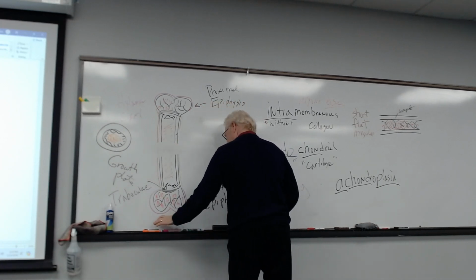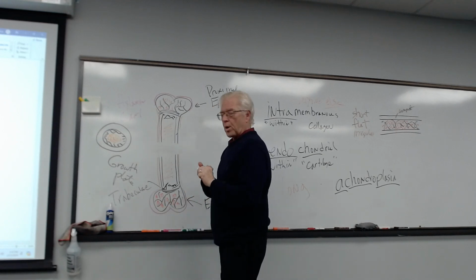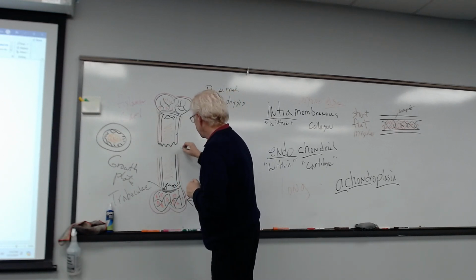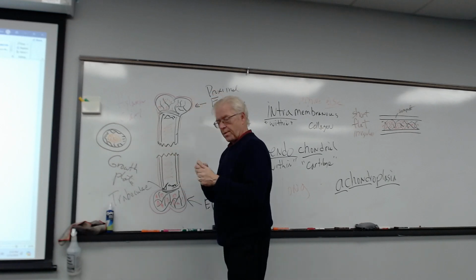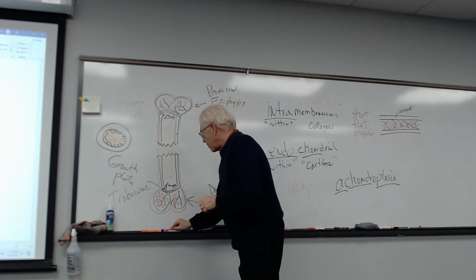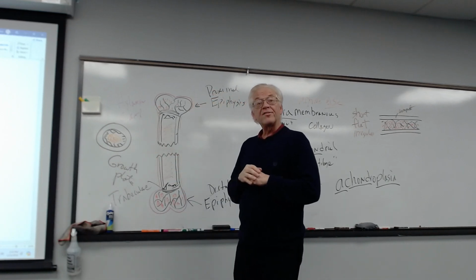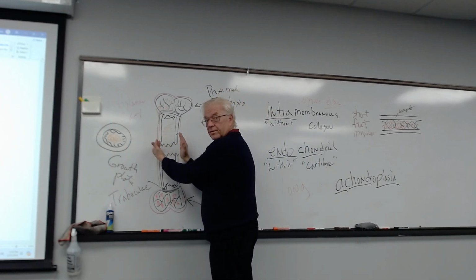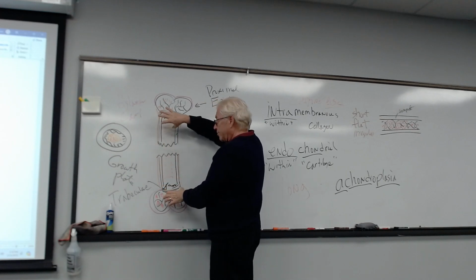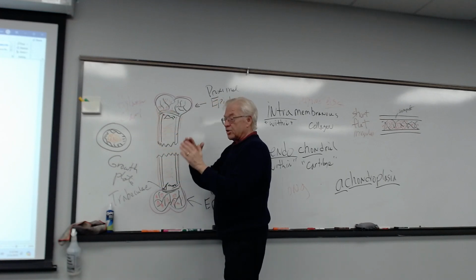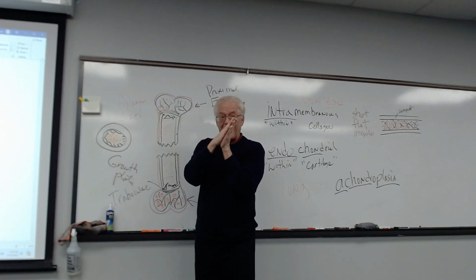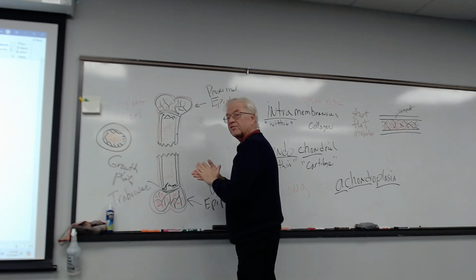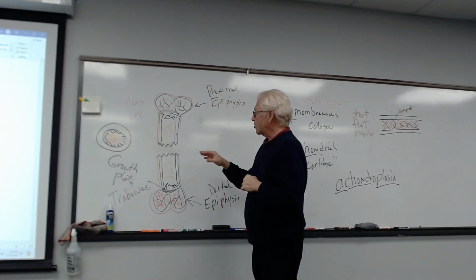Uh-oh. My bone done broke. Broken here and here, right? By the way, this is a displaced break. I can't just splint this and put a cast on it. I've got to put it back together again. Just like if it's broken like this, I got to put it back together again. That's a displaced fracture.